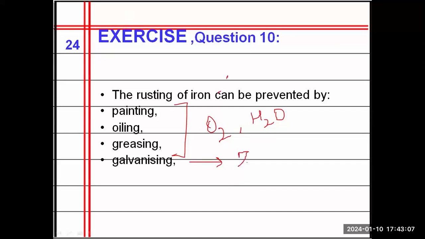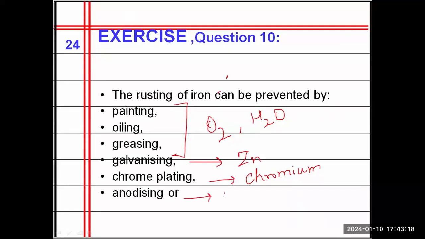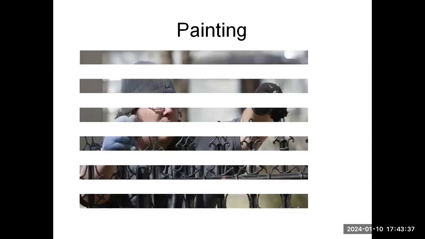Galvanizing is giving a coat of zinc. Chrome plating is giving a coating of chromium metal. Then anodizing is covering it with a layer of aluminium oxide. Making alloy is mixing different metals to change the property, right? So these are some ways by which you can prevent corrosion.